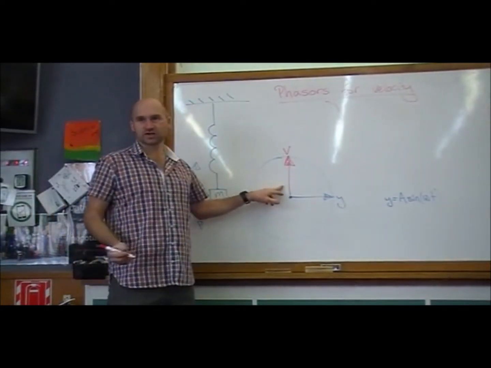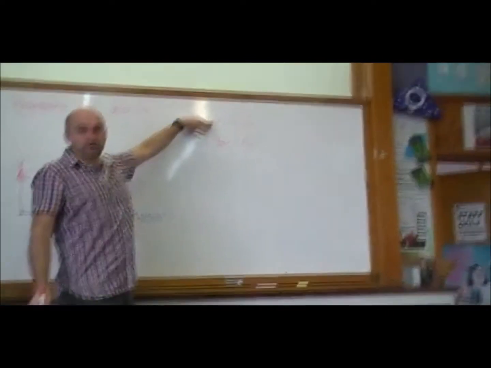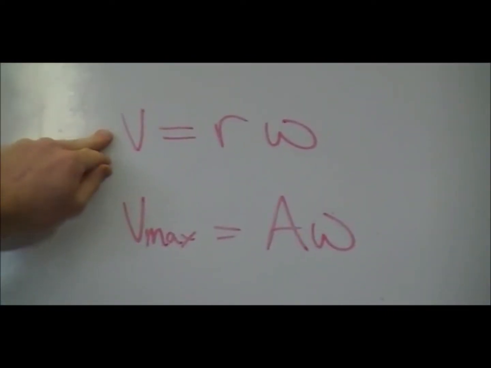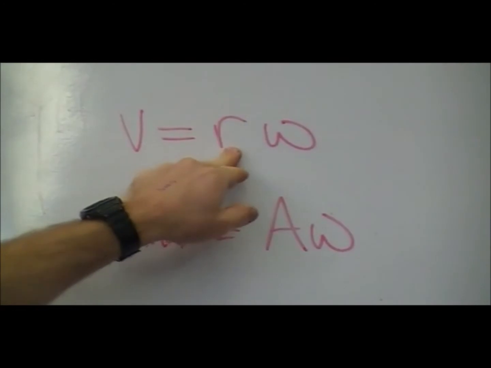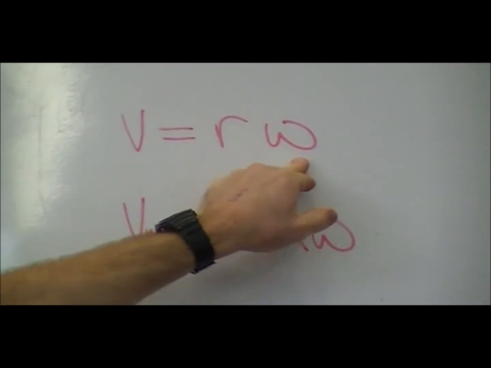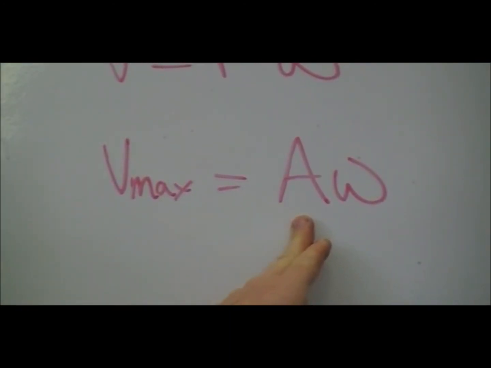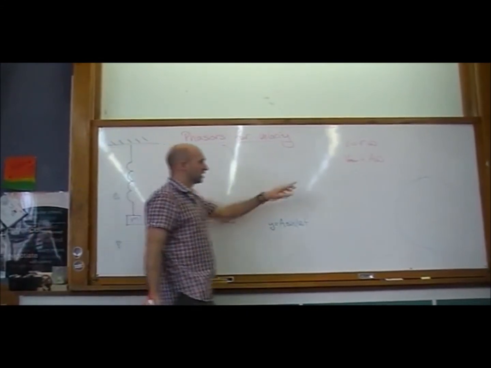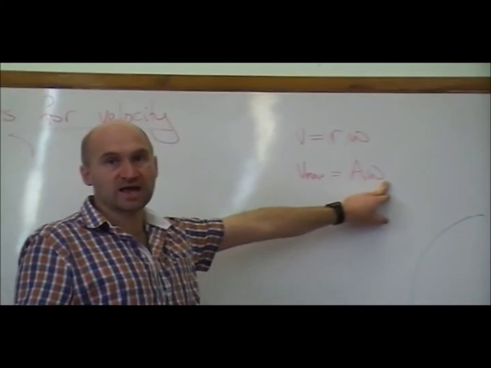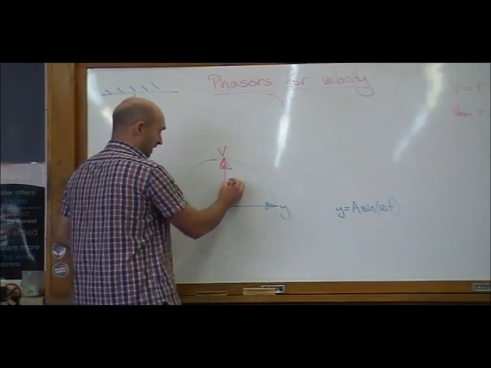And if we're going to work out how much the length of that velocity phasor must be, we're going to come to our rotational mechanics, our v equals r omega, which is the equation for linking the speed of a point on a rotating object to the radius that it's at and the rate of rotation, the angular velocity. V max, the maximum speed, is going to be when the radius is the amplitude, right at the radius of the circle. And so v max is A omega. So the length of our velocity phasor is going to be A omega.